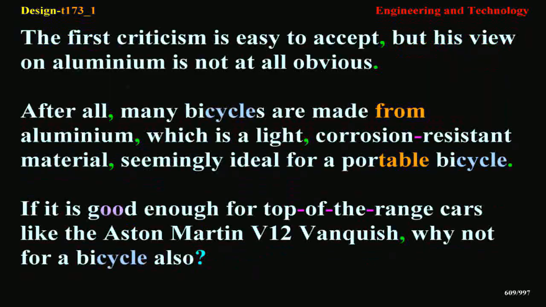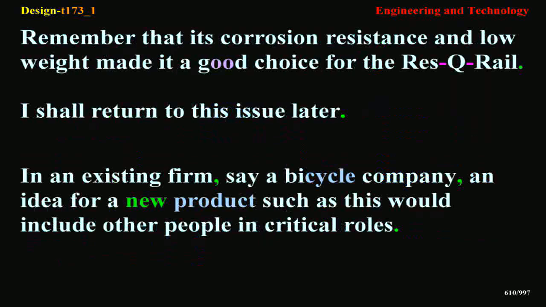The first criticism is easy to accept, but his view on aluminum is not at all obvious. After all, many bicycles are made from aluminum, which is a light, corrosion-resistant material, seemingly ideal for a portable bicycle. If it is good enough for top-of-the-range cars like the Aston Martin V12 Vanquish, why not for a bicycle also? Remember that its corrosion resistance and low weight made it a good choice for the rescue rail. I shall return to this issue later.